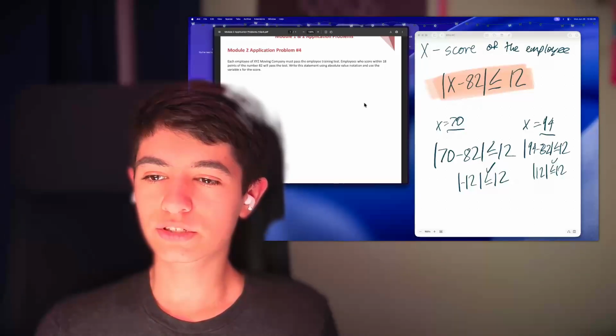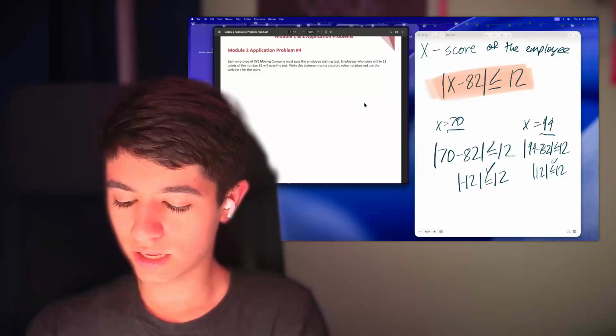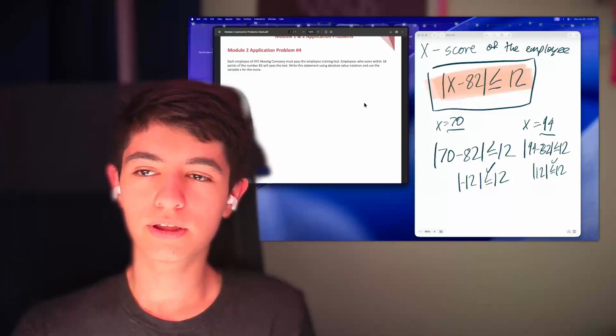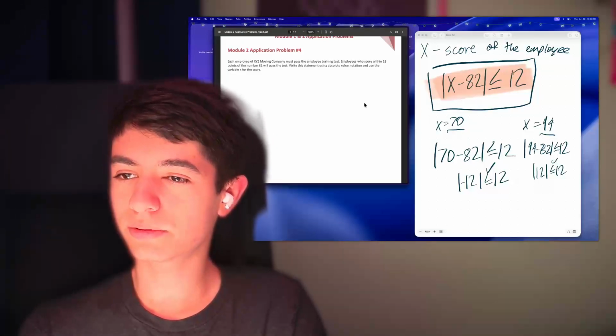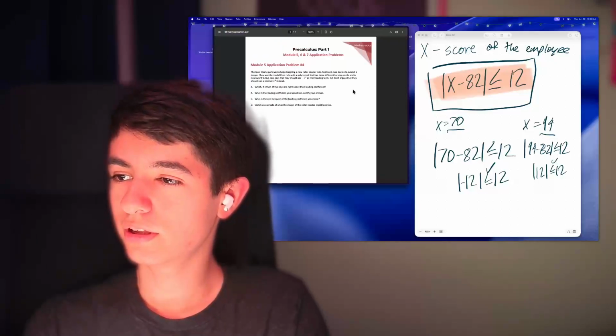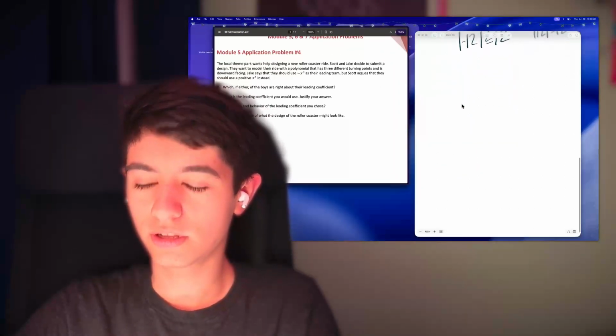So the employees must score between 70 and 94 inclusive in order to pass the test. And overall, it is modeled by this statement over here. So that is Module 2, application problem number 4. Now moving on, we have Module 5, application problem number 4.